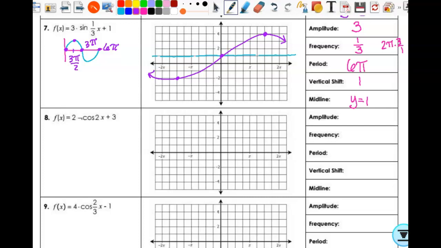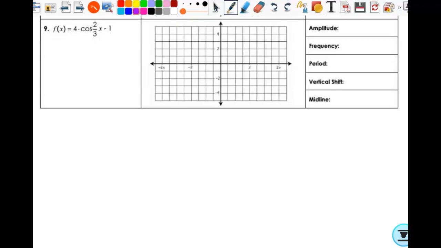What questions you got? We good? All right, we're going to skip number 8 because there's a mistake in it anyway. We don't have to do every single one of these, but I do want to do number 9. So what is my amplitude? 4. Frequency is 2/3, which means the period is what? 3 pi. Good. Vertical shift of -1. Midline y equals -1.